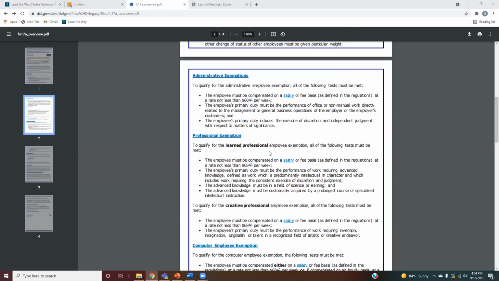So if a company wanted to pay a marketing director who was making $90,000 a year salary, if they wanted to pay them an hourly wage, they absolutely could. In fact, it's encouraged to pay hourly wages. However, there are those exceptions. So really, if you think about it, there's only a few types of positions that qualify for those exceptions.